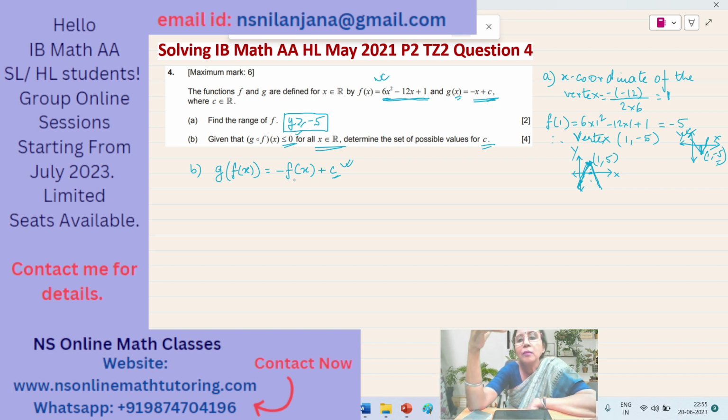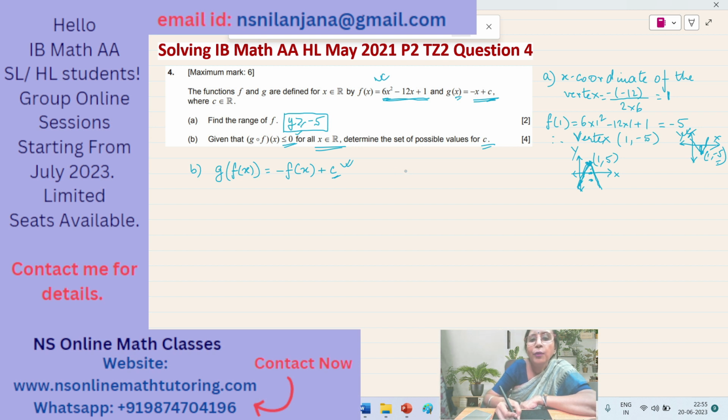So the C value can be negative 5. C value can be negative 6. If C is negative 6, then the vertex will be coming down to this point. It will be 1 and negative 1. The y value will be negative 1. That is permissible. So C can be negative 5, C can be negative 6, C can be negative 100. Every time we will be having the full function graph below the x-axis.